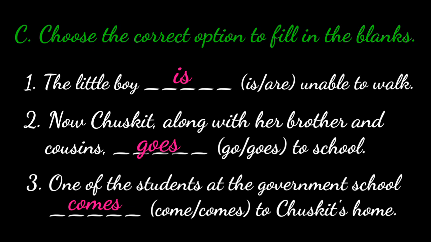I repeat once again, the verb in the sentence must agree with its subject. If the subject is singular, the verb must also be singular. If the subject is plural, the verb must also be plural. Let's see the first one. I will read the sentence with answer. First one, the little boy is unable to walk.